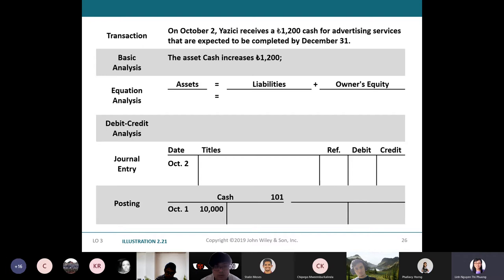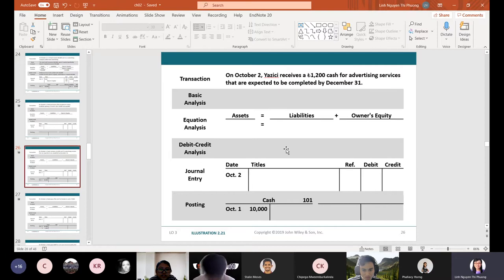Okay, in this case, we have a new account, class. This is called unearned revenues, or we call it unearned service revenue. What is unearned service revenue? Is it an asset? Is it a liability? Or is it an owner equity account? Can anyone guess? Just guess, okay? Can you type in the chat box for me? Is it an asset, liability, or owner equity? Type in the chat box now, everyone.